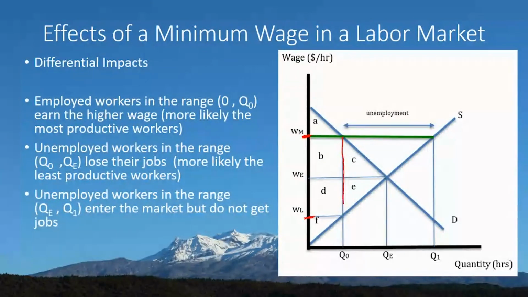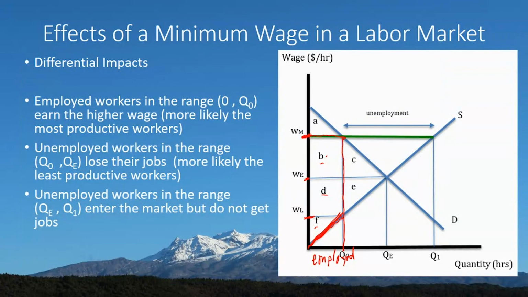Now, for these people out to Q0, these are the employed workers. These workers are actually getting a wage, WM, but their willingness to supply the product is down here. So their new surplus is going to be given by B, D, and F. Remember, it was D, E, and F before. Now it's B, D, and F. As a result, so this is because, hey, the workers that are still working are actually happy about this, of course, because they're getting that higher minimum wage.